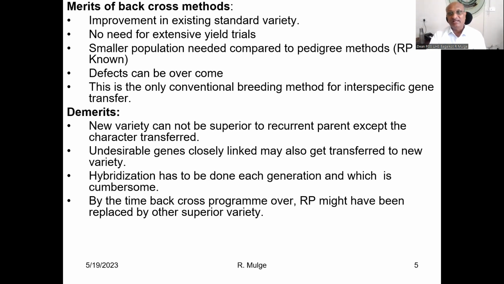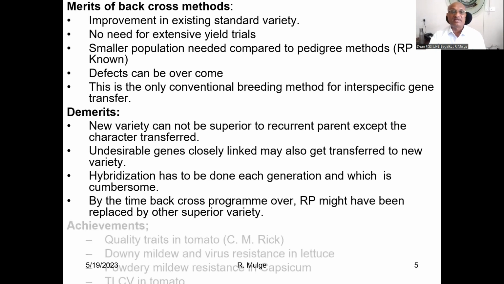Or okay, if only the addition of disease resistance is needed, we can make this variety rule, it's all right. Otherwise, it's a demerit. By the time the backcross program is over, the recurrent parent might have been replaced by other superior varieties.